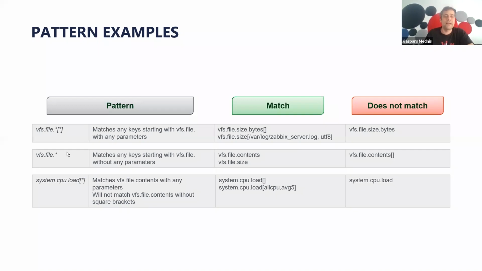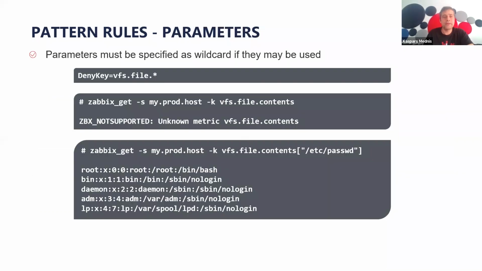And the same goes for a wildcard without specifying parameters, or cpu.load. Look here. cpu.load[*] will match cpu.load with square brackets, will match cpu.load with parameters, but it will not match plain cpu.load. So let's make a few examples. Deny key vfs.file.* with a wildcard is actually not the correct way to specify it. So be very careful.